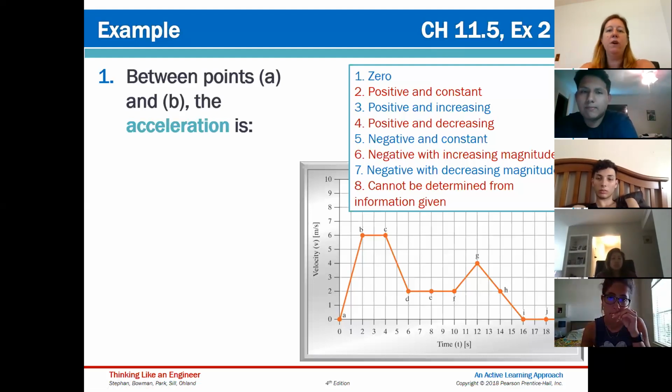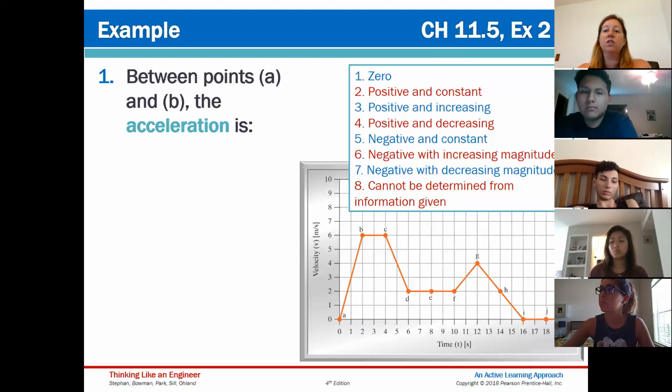positive and constant, because we have a positive slope on our linear line. And we say it's constant because we know that a linear line has a constant acceleration, acceleration being the slope of our line, right?